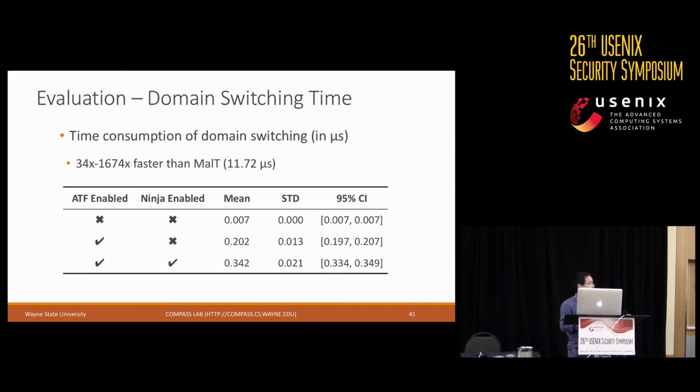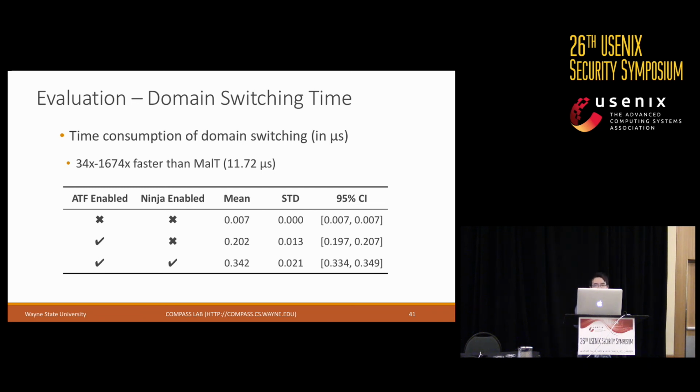In regard to the time consumption of the domain switch, we also measure it in different situations. If we disable both the ARM Trusted Firmware and Ninja, we just use TrustZone to finish the domain switch. Then it requires only 0.007 microseconds to switch between the secure domain and the non-secure domain. And if we enable the ARM Trusted Firmware, the time is increased to 0.2202 microseconds.